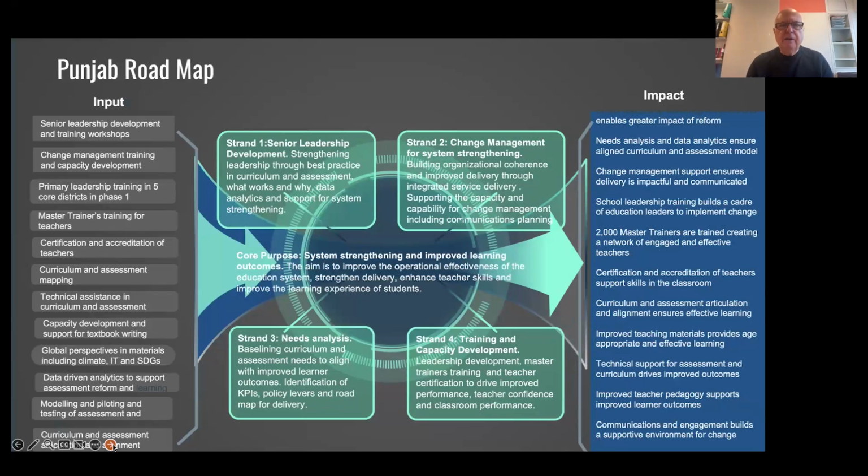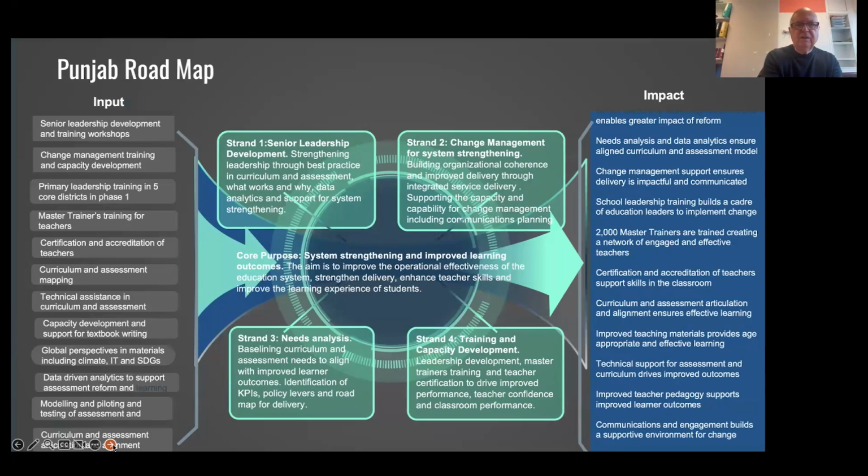So here you see a Punjab theory of change, or roadmap in this instance, which has four strands in the centre. One activity is senior leadership development, the second is change management, the third is needs analysis, and the fourth is training capacity development, and the purpose is system strengthening. So that's the core of the theory of change.